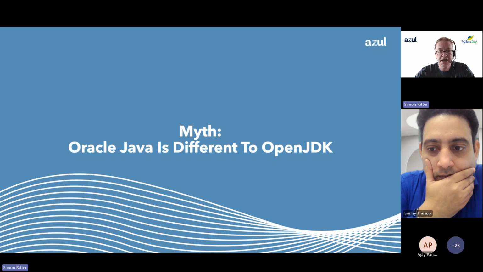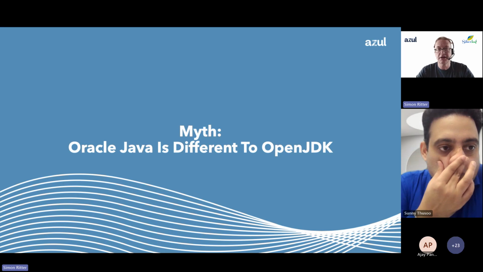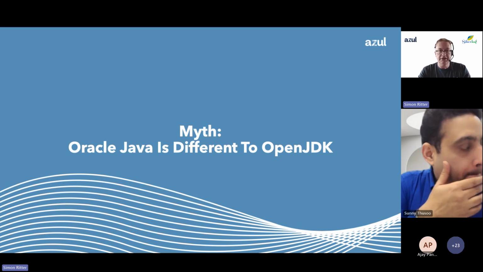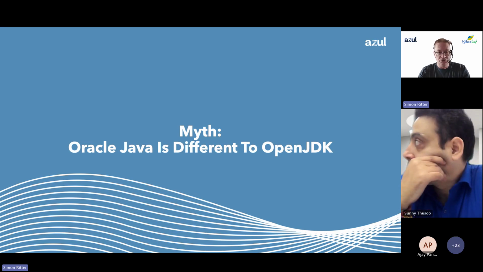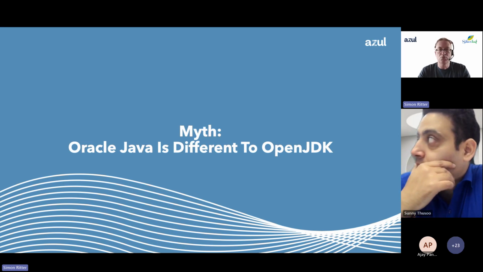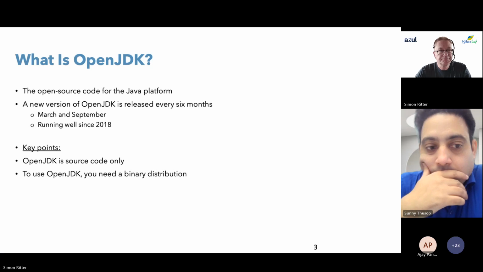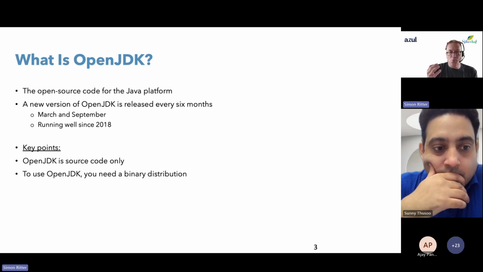Now, OpenJDK is the open source project for the development of Java. And the analogy that I like to use here is Linux. Linux is an open source project for the development of the Linux operating system, and OpenJDK is the project where we develop Java. So what is OpenJDK? Well, it is open source. It's the open source code for the Java platform.